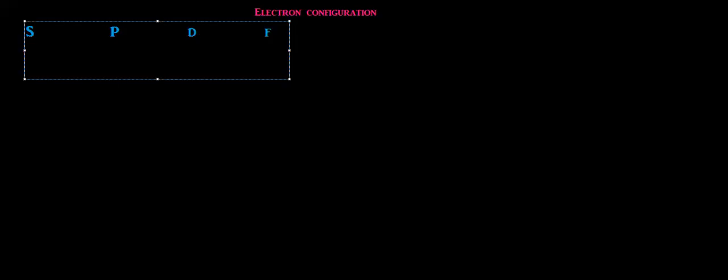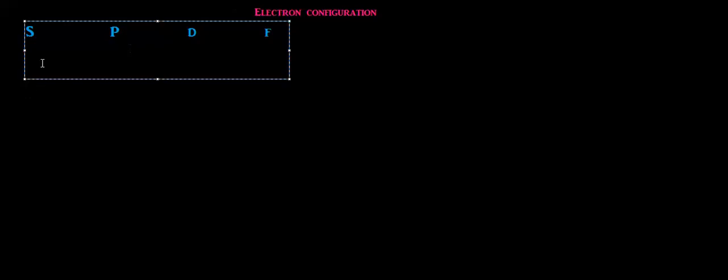Today we're going to talk about electron configuration. When we do electron configurations, we have four major sublevels: the S sublevel, the P sublevel, the D, and the F. So we have the S, P, D, and F.